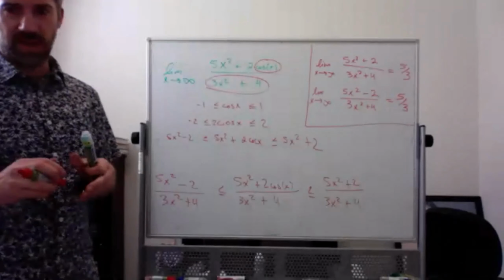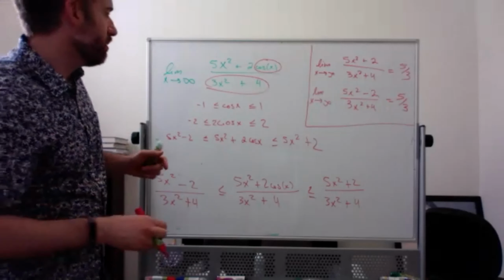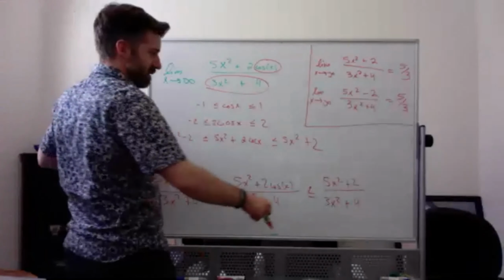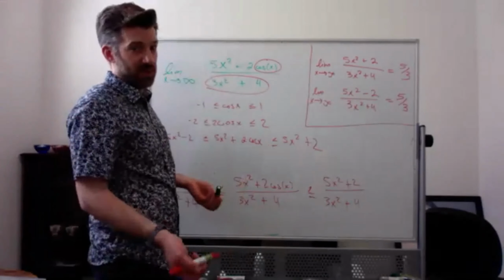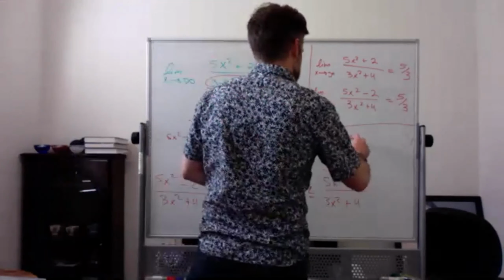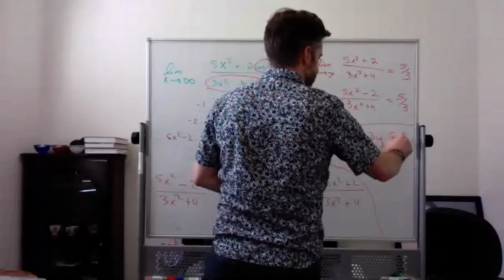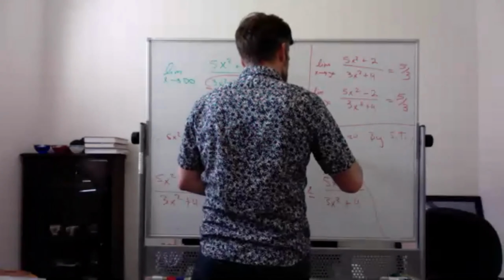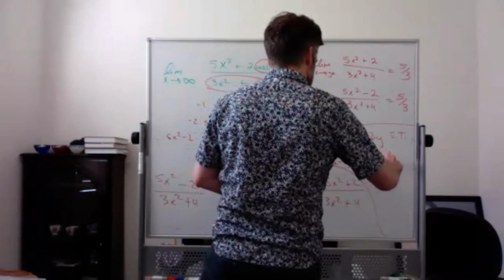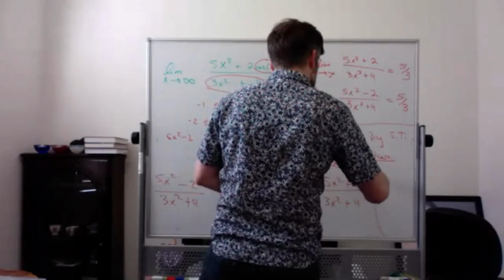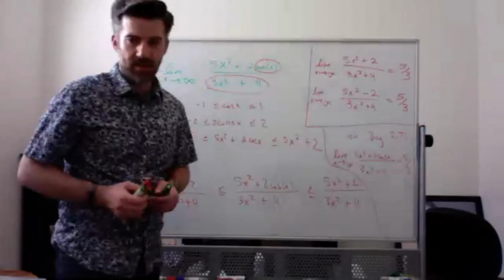It's the same sort of thing. The minus 2 doesn't change the limit. Sorry, I just pounded my hand, which I hate. So then, since the limit of this is 5/3 and the limit of this is 5/3, the thing between the two, the middle thing, has to have a limit that's also 5/3. So we can say, sorry, I'm out of room here. By the squeeze theorem, the limit as x goes to infinity of 5x squared plus 2 cosine x over 3x squared plus 4 also equals 5/3. That's what's going on there.